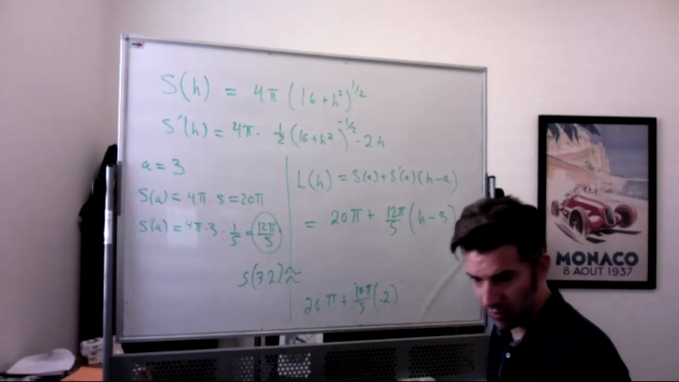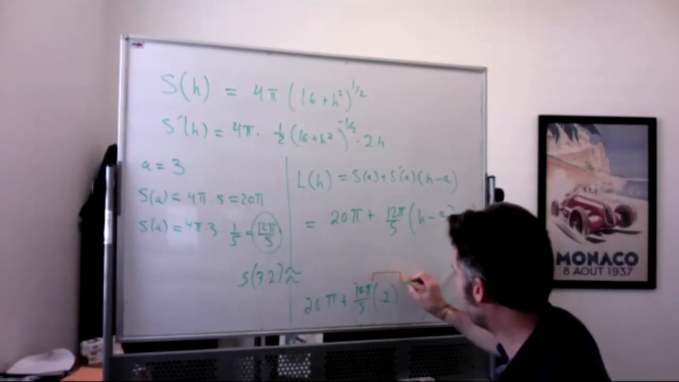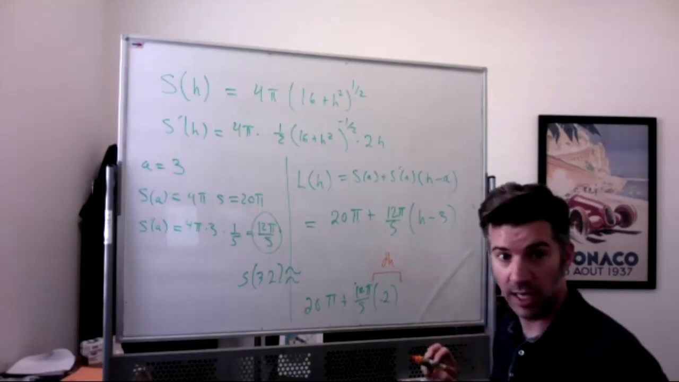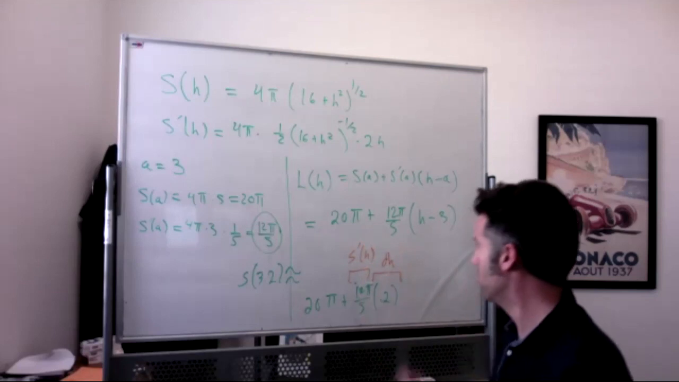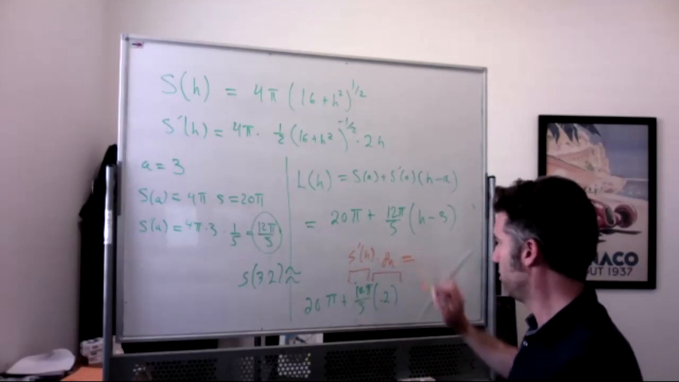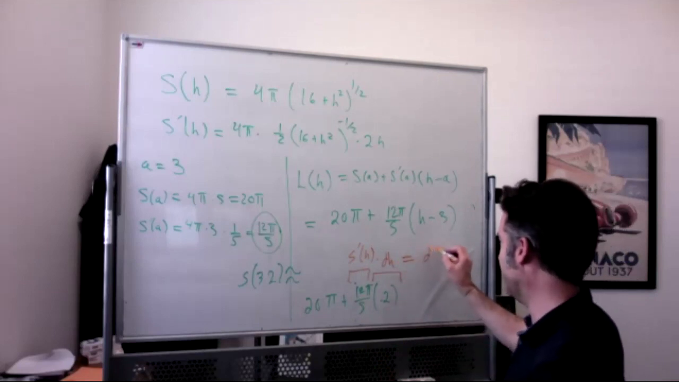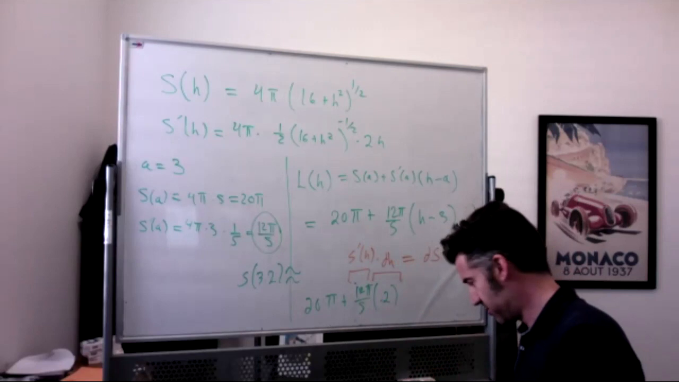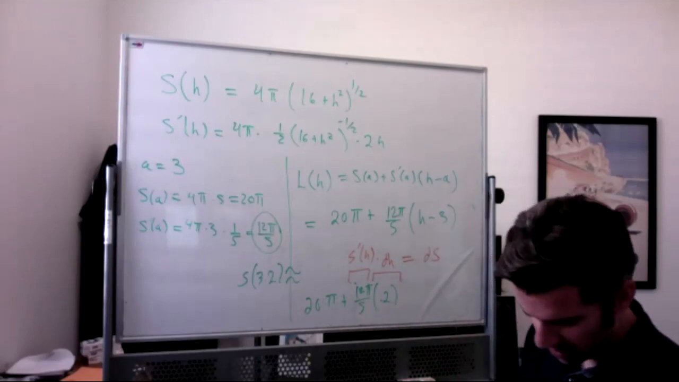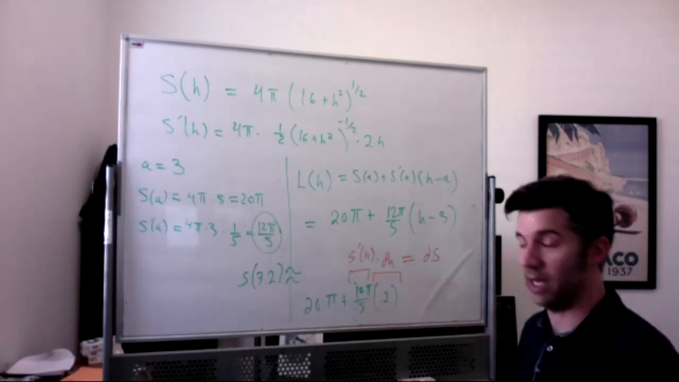Let me use a different color. So this part here, that's my change in h. And this part here, that's my s prime of h. And together, they form ds. So that's your ds.